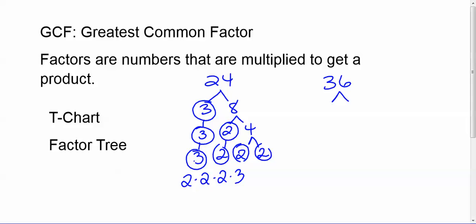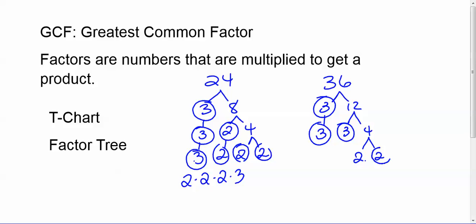All right, for 36, let's say 3 times 12. All right, 3 is prime. You can't touch that. You can't break it down. To get 12, I could do 3 times 4. 3 is prime. I'm going to bring down this 3 that we had before. Okay, now I'm breaking down 4 into 2 times 2.